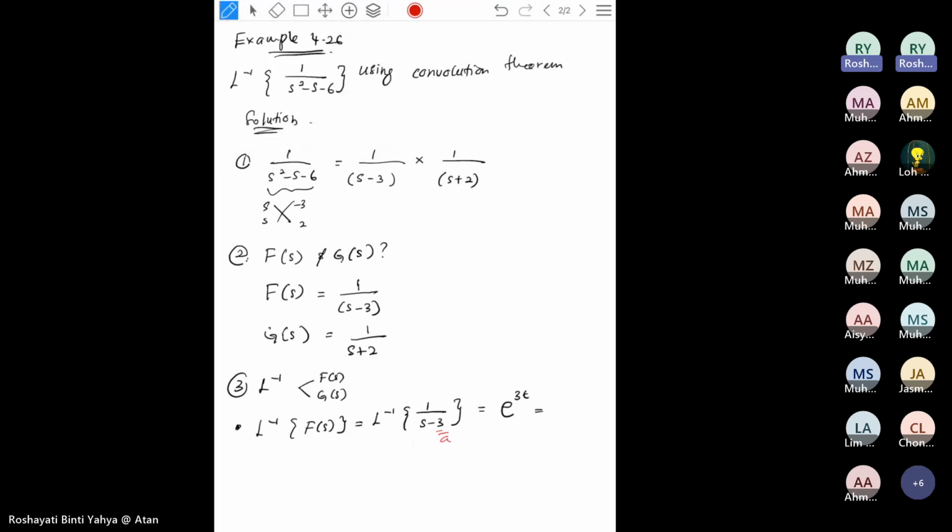So this is your f(t). Then g(t), the inverse Laplace of G(s), the inverse Laplace of 1 over s plus 2, so exponential negative 2t. Any questions so far? Class? No, madam.